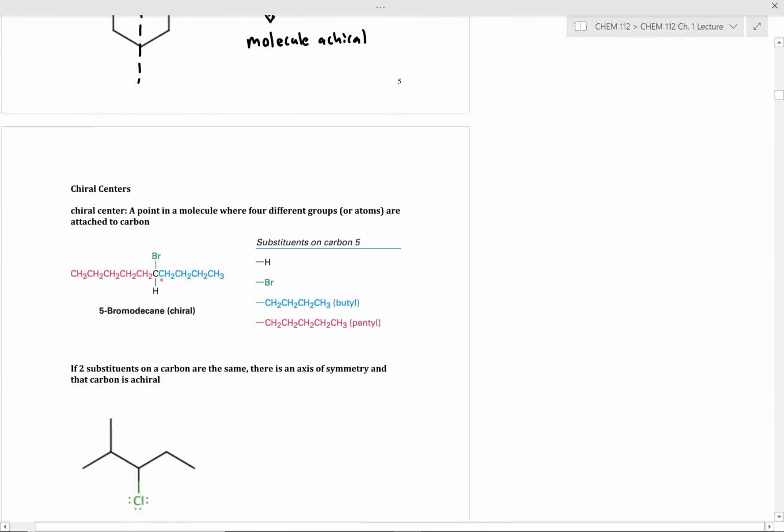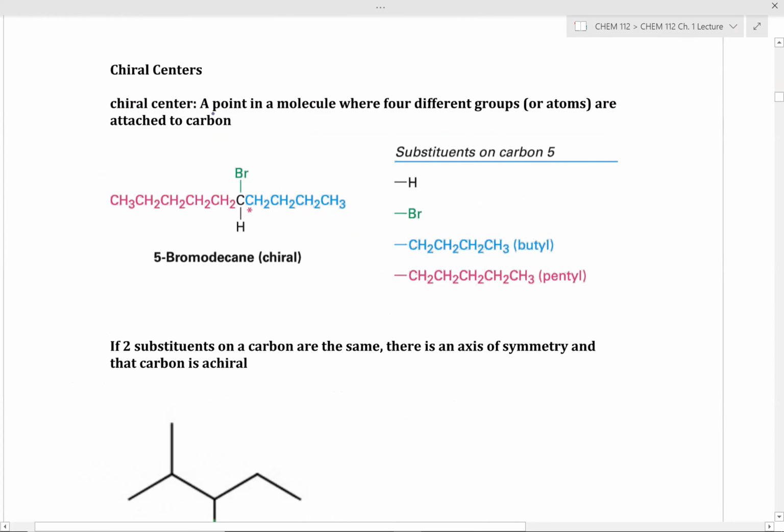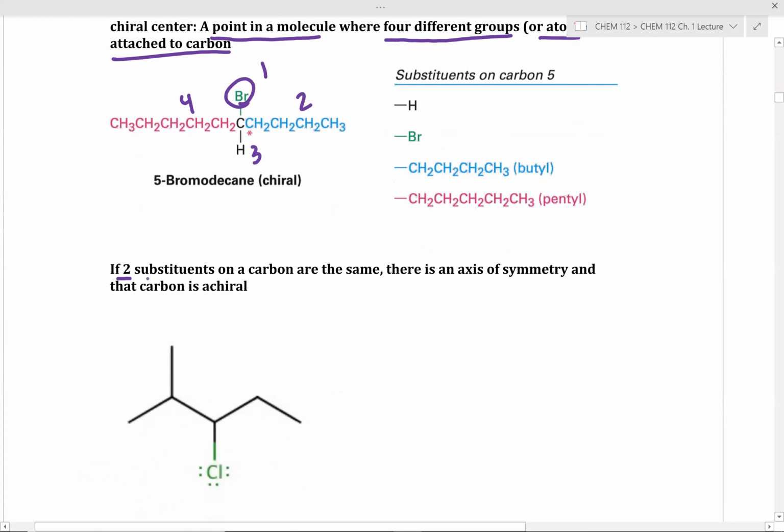Okay, so let's discuss chiral centers in detail. We've been using the definition of a chiral center as a point in a molecule where there are 4 different groups or atoms attached to a carbon. So for example, 5-bromodecane is chiral because we have a total of 4 different substituents attached to that carbon. Now, if 2 substituents on a carbon are the same, if there is an axis of symmetry, the carbon is achiral.